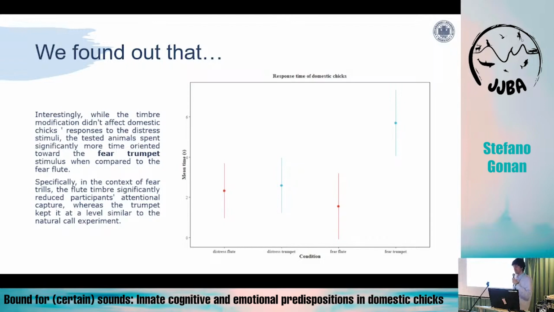But the very interesting thing here is that this effect seems to be vocalization dependent, because we have this strong difference in the time that the chicks spend listening to the different sounds only for what concerns the fear trill, but not the transformed distress signal.